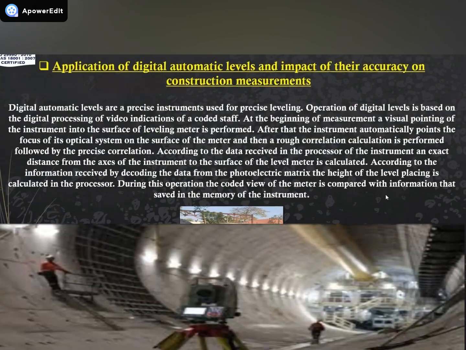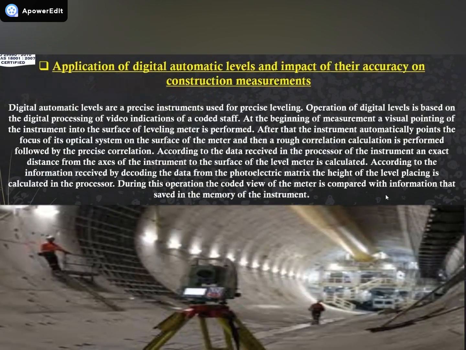The application of digital automatic levels and impact of the accuracy on the construction measurement. Digital automatic levels are a precise instrument used for precise leveling. Operation of digital level is based on the digital processing of video indication of a coded staff. At the beginning of measurement, a visual pointing of the instrument onto the surface of the leveling meter is performed.